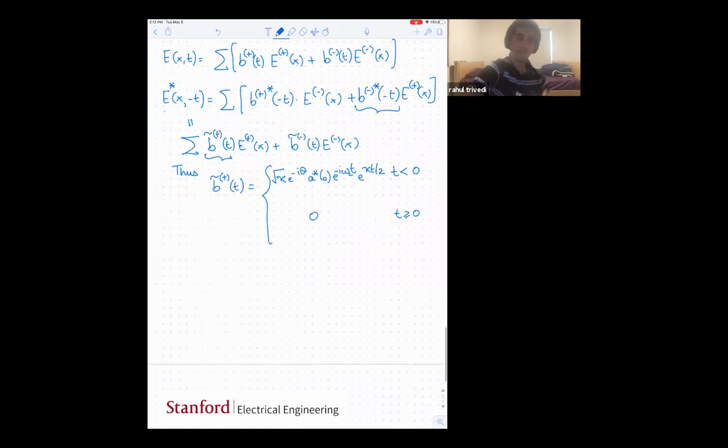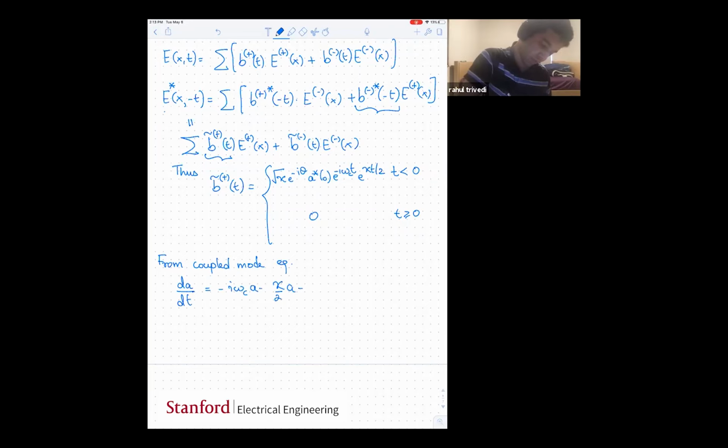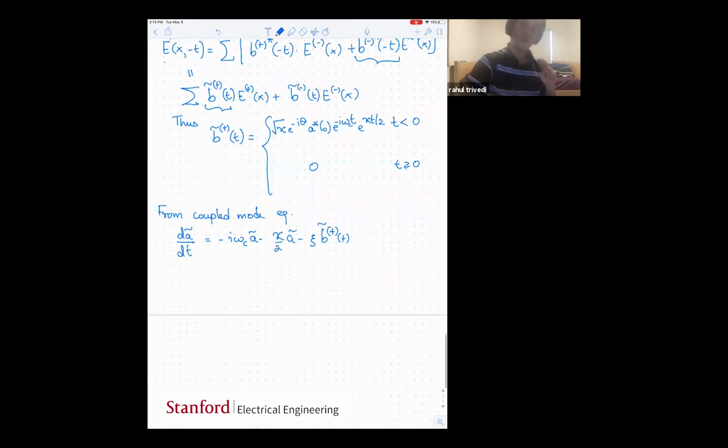Okay. So now you can ask, what is the time reversed a of t? For that, I can solve my coupled mode equation. From coupled mode equations, you have dA by dt equal to minus I omega c a minus kappa by 2 a minus xi times b plus, right? Now we're looking at the time reverse problem. So let's solve this problem. We take the time reversed waveguide amplitude and look at what time reversed cavity amplitude we should be getting. There are two ways of getting the time reversed cavity amplitude. Method one is to solve our coupled mode equations, because our system satisfies time reversal symmetry.